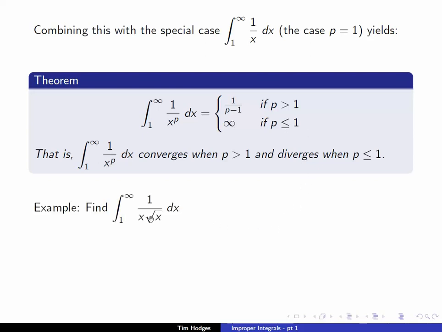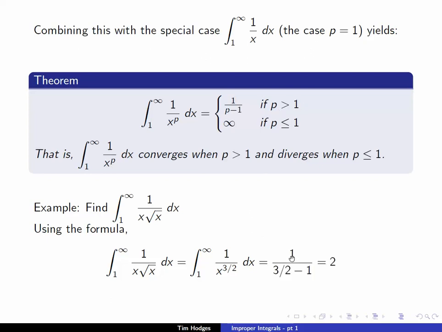So for instance, now if we have an example like 1 over x root x, we just have to notice that this is 1 over x to the 3 over 2, so it's exactly an example of this formula. p here is 3 over 2, which is bigger than 1, so according to this theorem, it'll converge to 1 over 3 over 2 minus 1, which is 1 over a half, or 2. So that's how we do integrals from a to infinity, or from minus infinity to a.